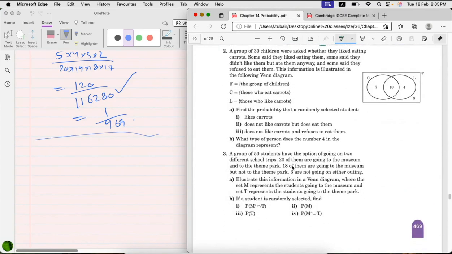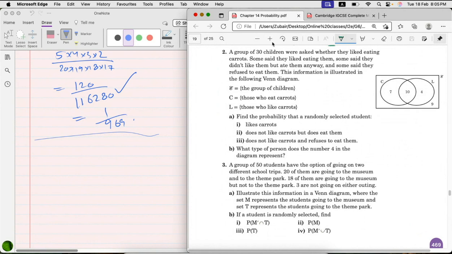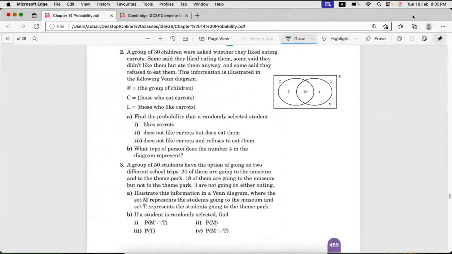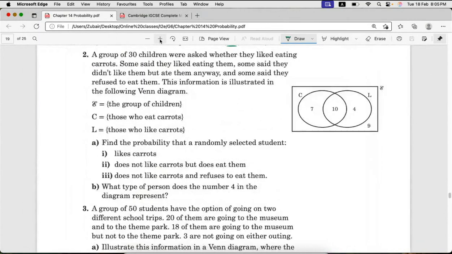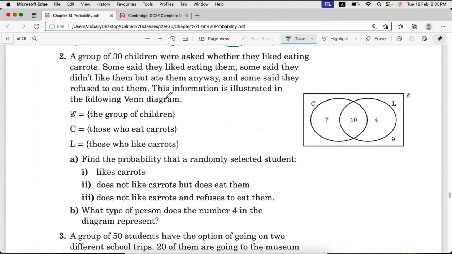Try question number 2. Share your answers as you solve them.